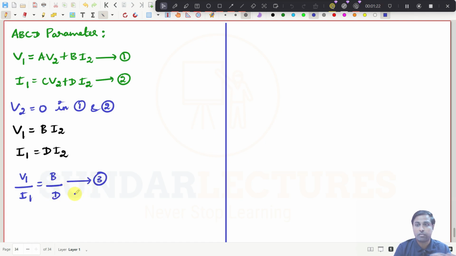Simply, right? If you put V2 is equal to 0, then you have to put it in both equations. If you have voltage in both equations, put it in both, so that you will get this equation, because my ultimate aim is to get V1 by I1 and V2 by I2.